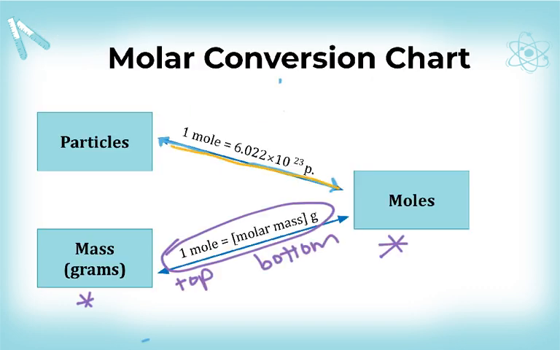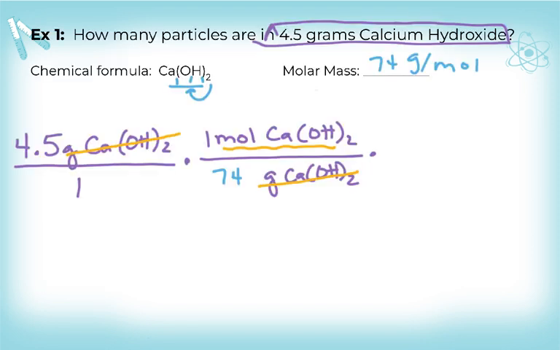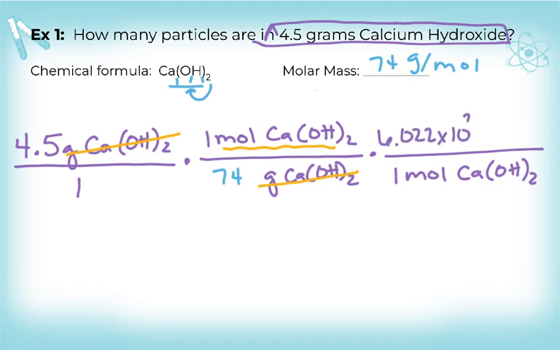So now I'm going moles to particles. I want to end up at particles, so whatever I want to end up with is going to go in the top of my conversion factor. I want to get rid of moles, so 1 mole is going to go in the bottom of my conversion factor. And now I can set that up. Our 6.022 for particles doesn't change with our different elements. So 1 mole on the bottom and 6.022 times 10 to the 23rd particles of Ca(OH)2 on the top. And we can see now moles cancel, so we're left with a particle unit.